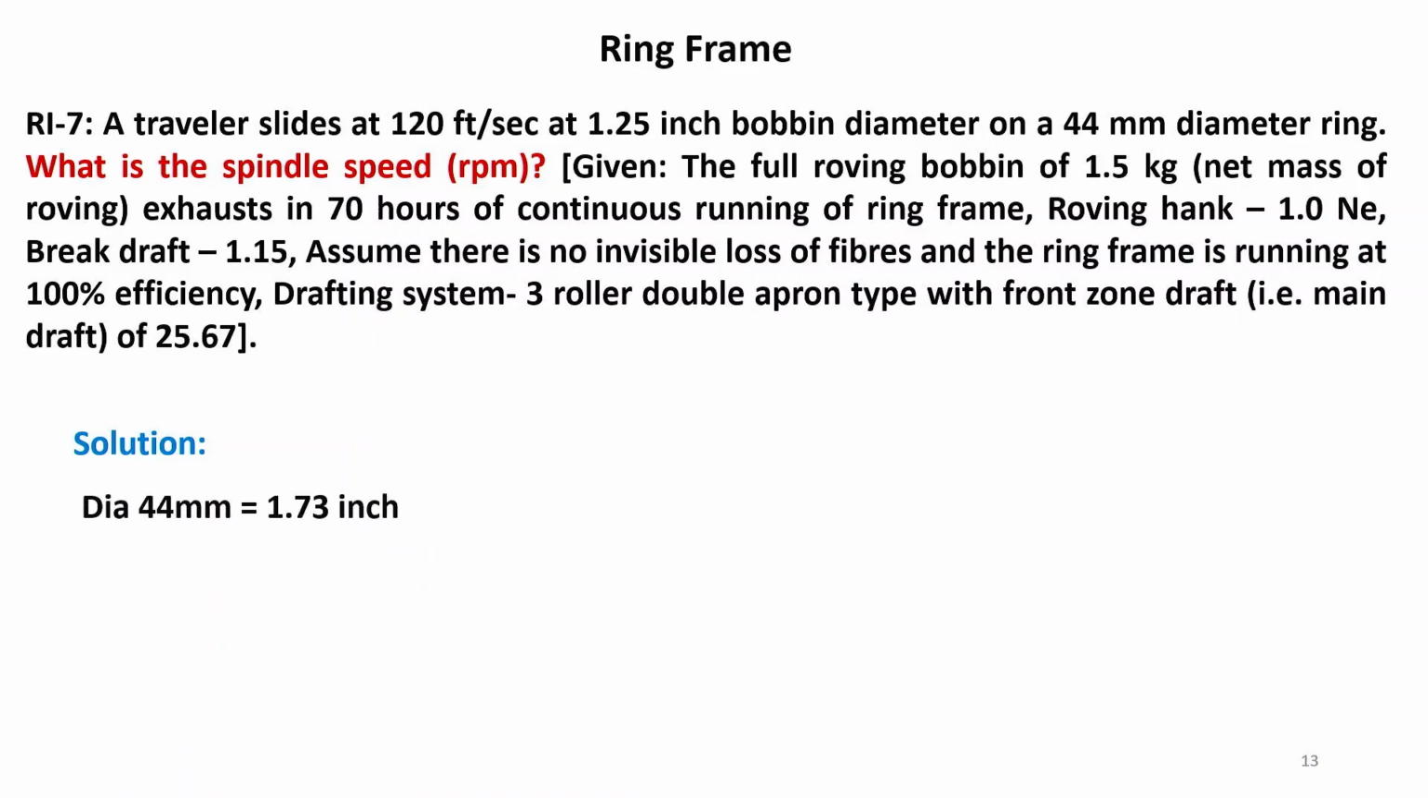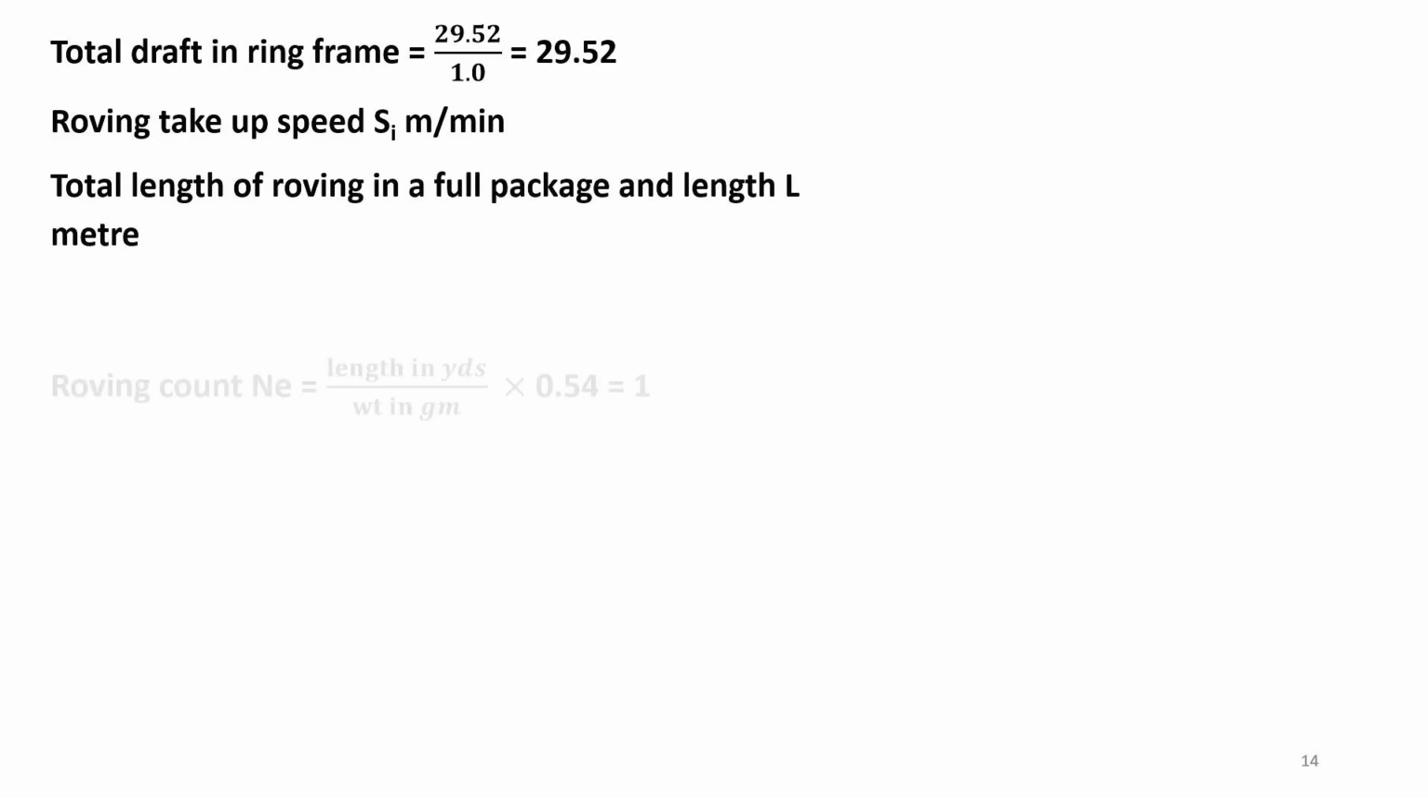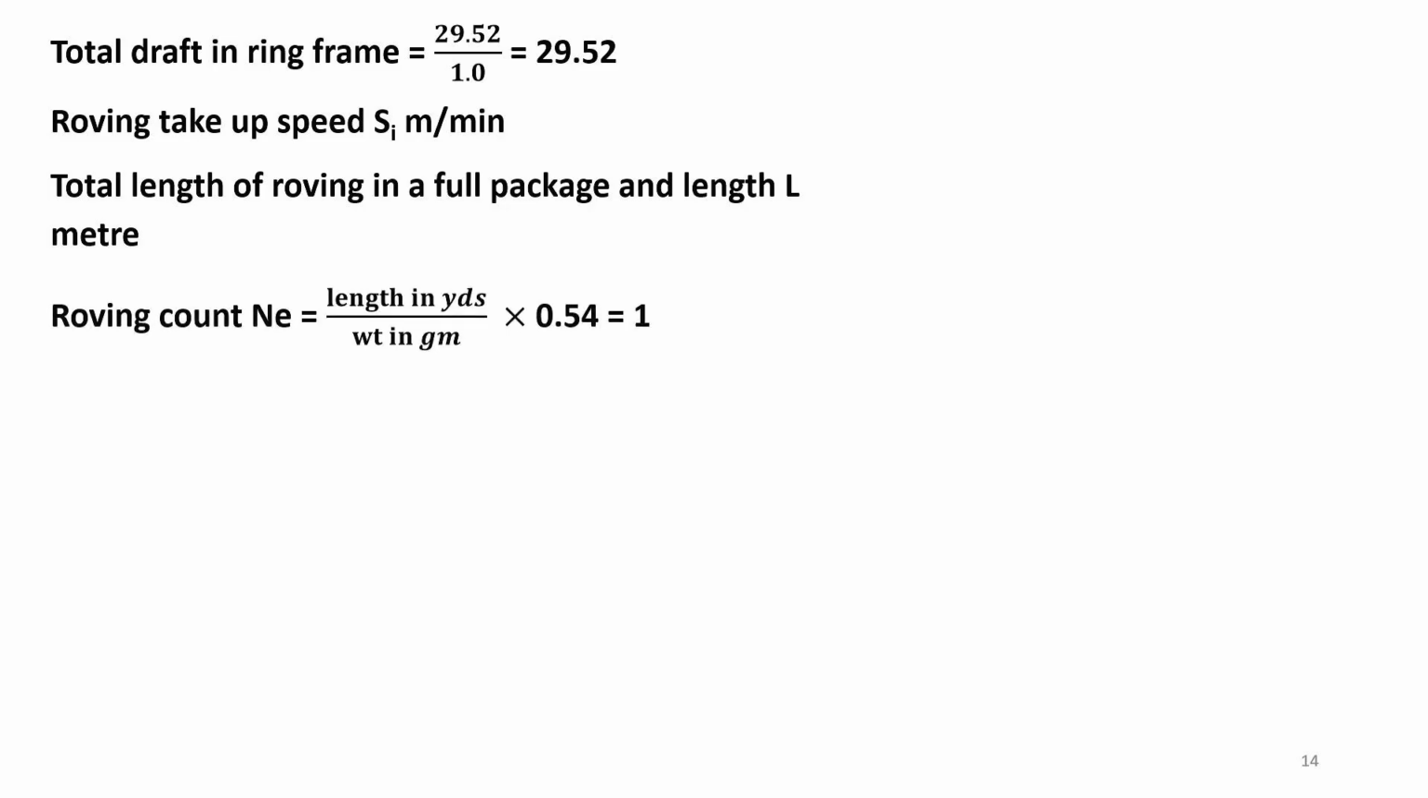So, diameter of ring is given as 44 millimeters, 1.73 inch, we are converting into inch. So, the total draft is 29.52 in the ring frame. So, yarn count is 29.52 because the roving package was 1 Ne. So, total draft in ring frame is 29.52. So, ring frame take up speed is S1. So, total length in the package is equal to L. So, roving count, length of yarn and weight in gram. In a similar way we have already done.